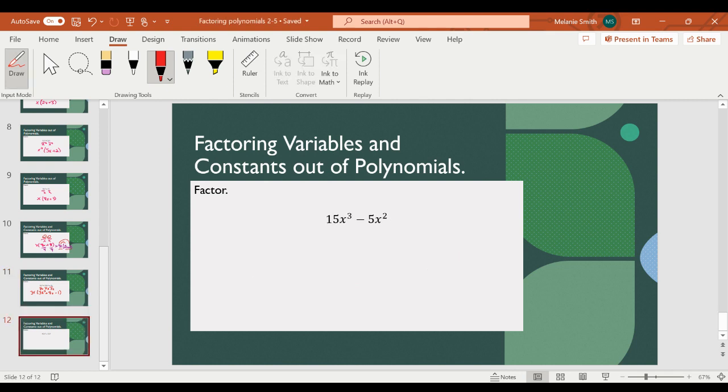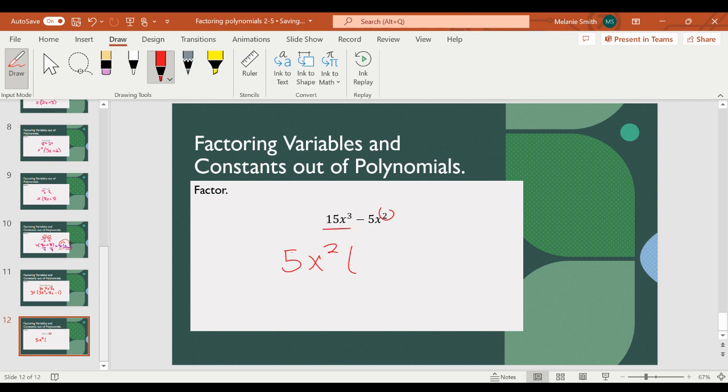All right, so here's one more. I see right away that 15 and 5 are both multiples of 5, so I can pull a 5 out. And x cubed and x squared, I can actually divide out an entire x squared. When it comes to the variables, you can divide out the one with the smallest exponent. That will be a common factor of all of them. So 2 is the smallest exponent, so I can divide an x squared out of all of them.